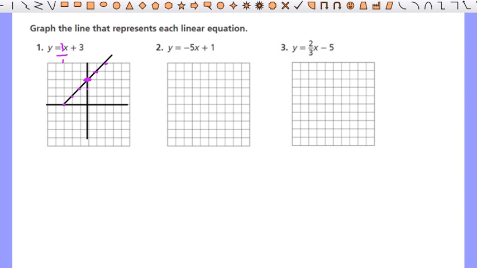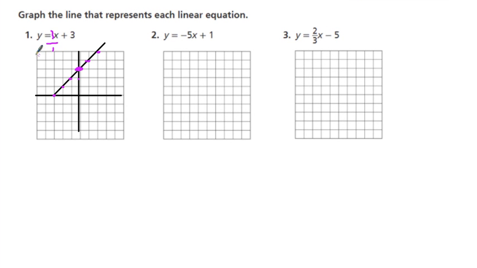Okay, so here's what I want you to do. I would like you to pause the video and try graphing both of these, and let's see how you do.